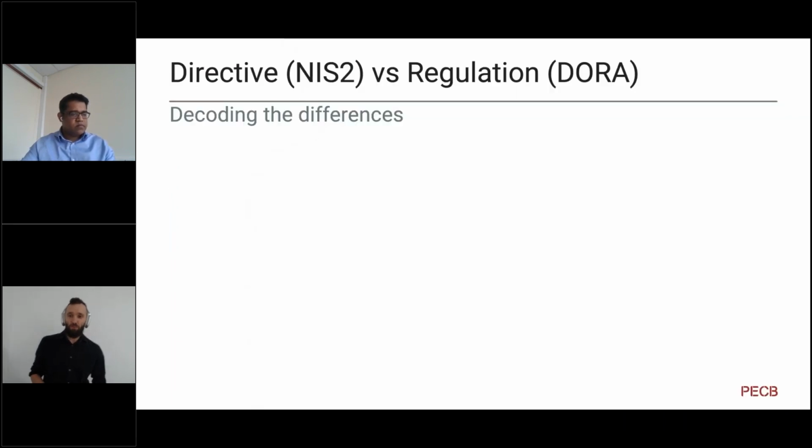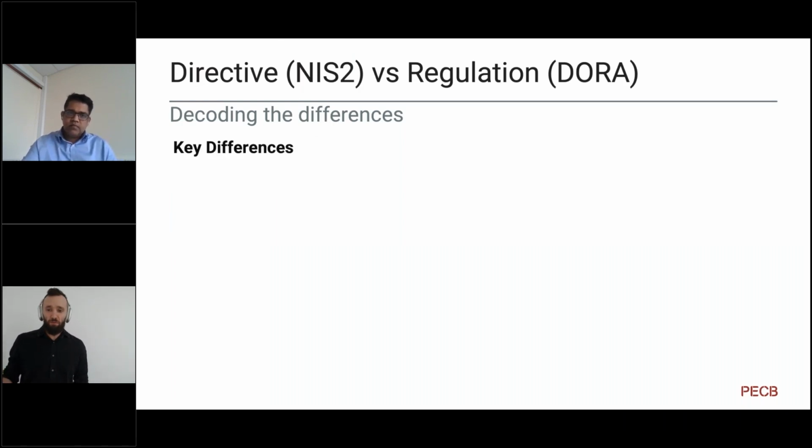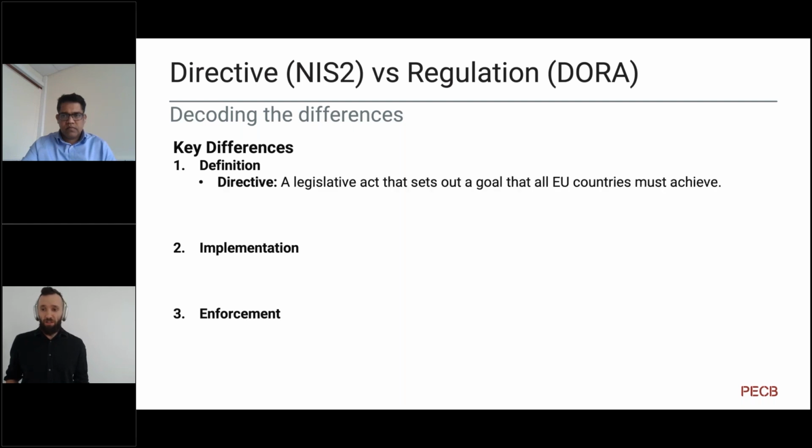But first, directive. We have the NIS2 directive and the new regulation DORA. Let's try to discover the main difference. We have differences about the definition, the implementation, and the enforcement of a directive and a regulation. A directive is a legislative act that sets out a goal that all EU countries must achieve, but the directive does not define how the goal should be obtained. Then we have the regulation. This is a binding legislative act that must apply everywhere in Europe without requiring anything from the member states.